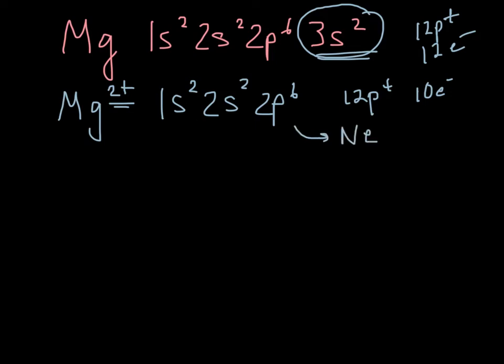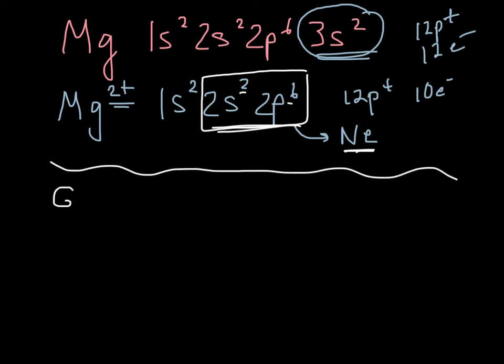The octet rule says it's going to form a full energy level with 8 valence electrons. It's isoelectronic with neon, and that's why magnesium forms Mg2+. It will never form Mg+ or Mg3+, always 2+.